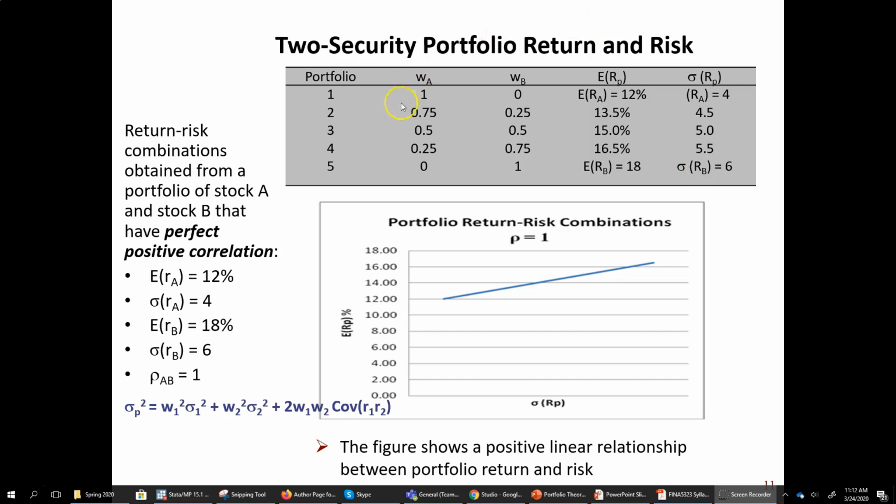And then in between here, in 2, 3, and 4, we've got, for example, 75% in A; portfolio 3 has 50% in A, and portfolio 4 has 25% in A. Again, the weights have to equal 1 or 100%, and we could calculate the expected returns, and we could calculate the standard deviation of the portfolio using the two-stock variance formula we discussed earlier. So we can fill in all these values here. And when we plot these portfolios, we see a linear relationship between risk and return.